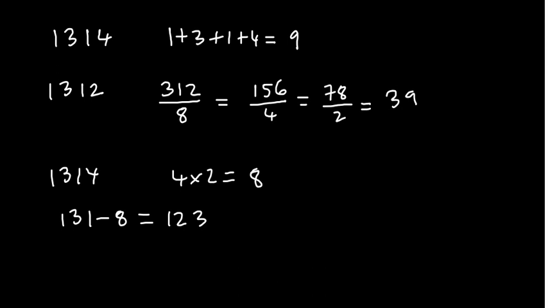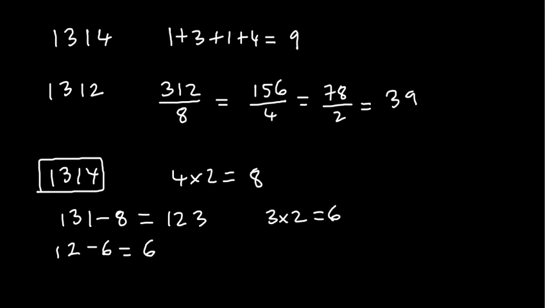And you can actually just use the same trick again to determine if this is divisible by 7. So 3 times 2 is 6, and then you just subtract that from 12. So 12 minus 6 is 6, and this obviously isn't divisible by 7, so that means that this isn't divisible by 7, and that means that this isn't divisible by 7.